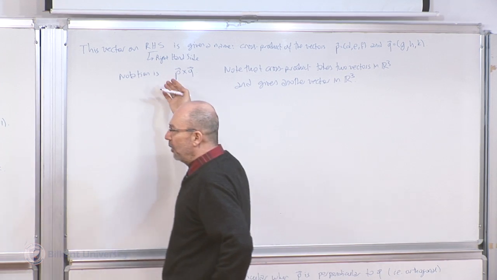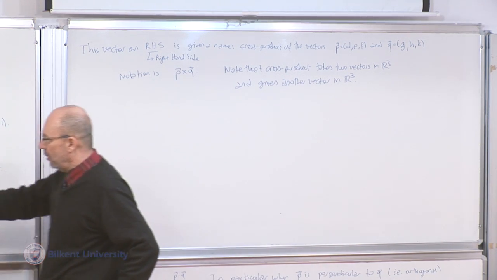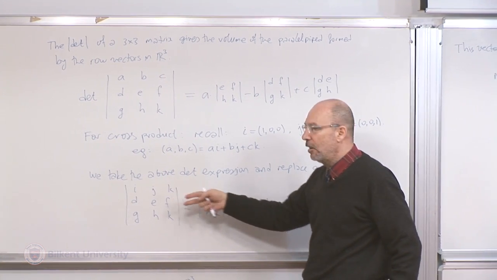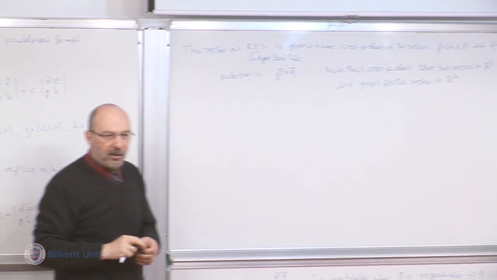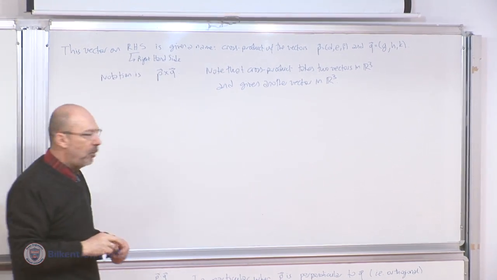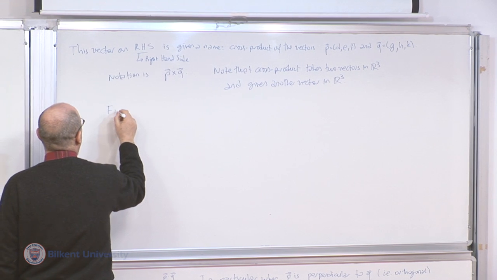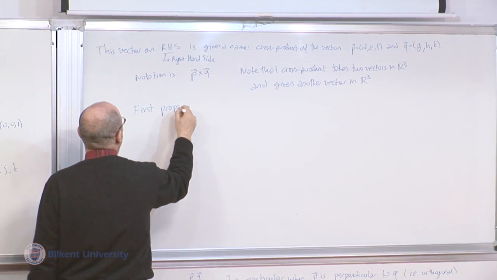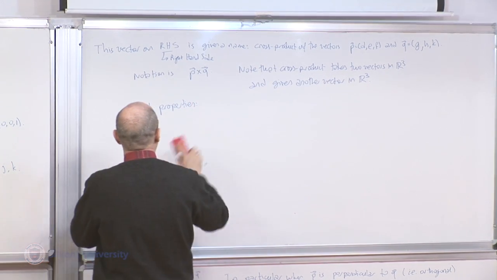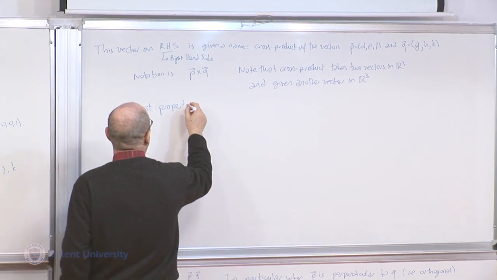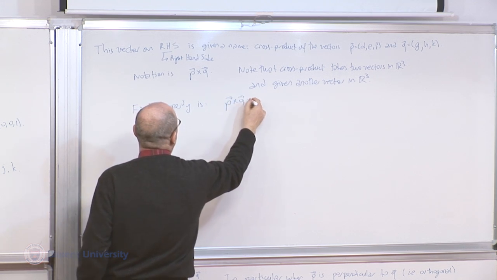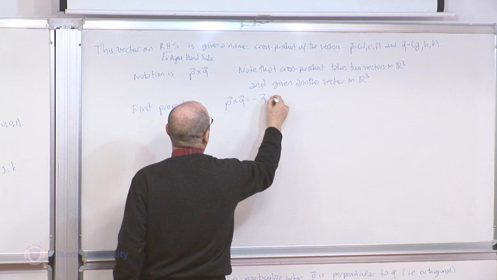From properties of matrices, we see that if we change the places of these two rows, the sign changes by -1. So P cross Q is not the same as Q cross P, but it's not very different. You just multiply one by -1 to obtain the other. So the first property, maybe just the first property, because the others I'll explain, is that P cross Q is -1 times Q cross P.